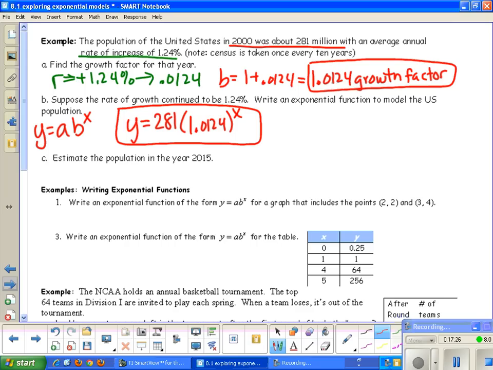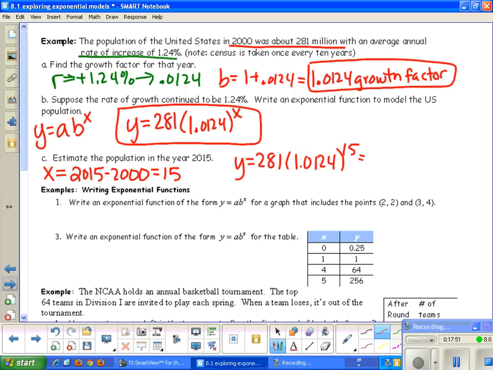So if we want to estimate the population in 2015, I need to figure out what the x value is that corresponds to that. So 2015 minus 2000, because that's where we start in our equation, is equal to an x value of 15. So that means I'm plugging 15 in for x into my equation. And then all I have to do is evaluate this using my calculator.